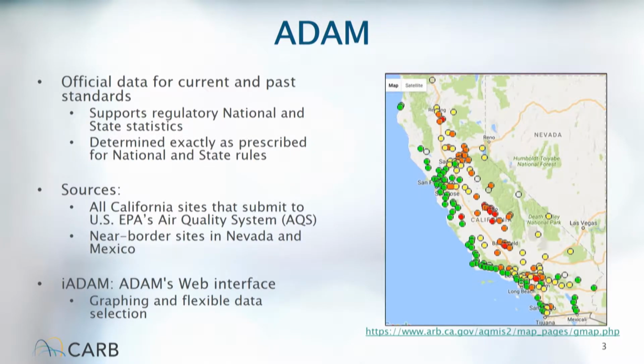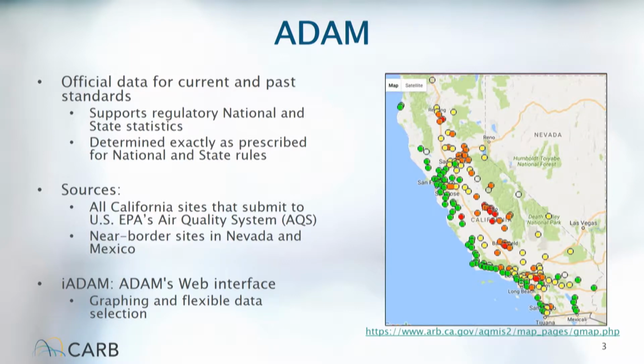The first system that I am going to discuss today is our ADAM system. As I mentioned, ADAM stands for the Aerometric Data Analysis and Management System, and it is our repository for official data and regulatory statistics. ADAM is unique in that it contains not only the current standards, but it also supports statistics related to the previous air quality standards as well. It also supports both the national and the state ambient air quality standards.